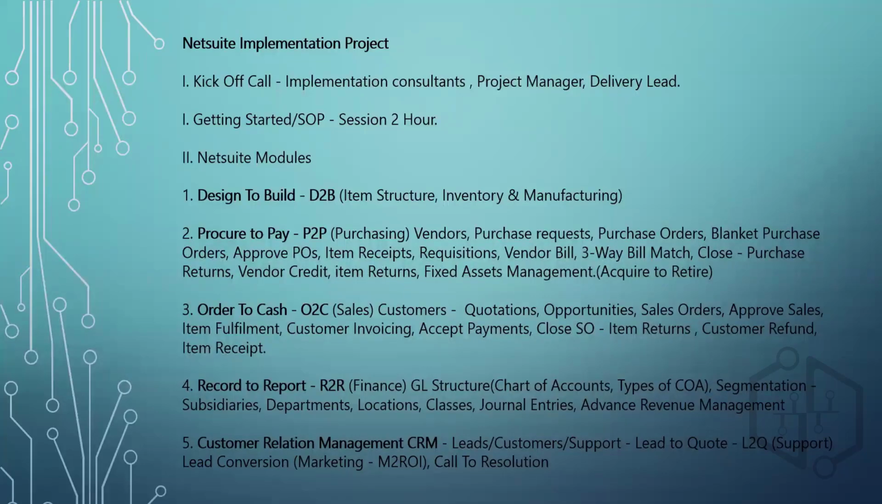So the entire configuration for all these modules: design to build, procure to pay, order to cash, record to report, customer relationship management, call to resolution, marketing to ROI, and lead to quote. These are the different modules. Just remember these words, okay? You will get used to it. I know this might be the first time you are hearing these words, but just understand the meaning behind them, and it's very easy to remember them. Procure to pay, paying for purchasing.